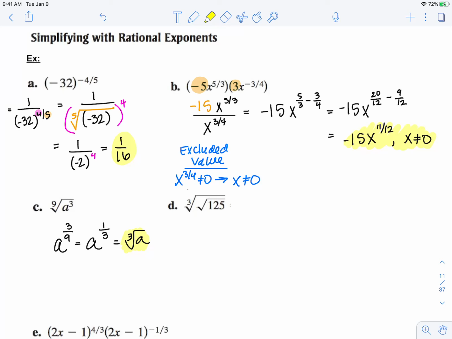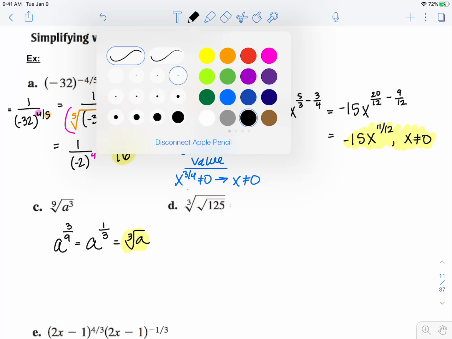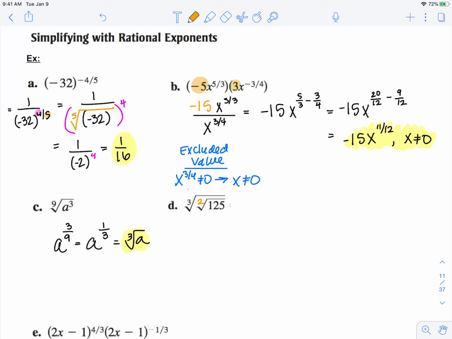So now in part D, I have cube root of square root of 125. Now remember, my index that's not written here is 2. So if I multiply my indexes, I have the 6th root of 125.